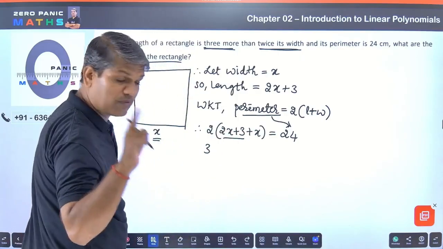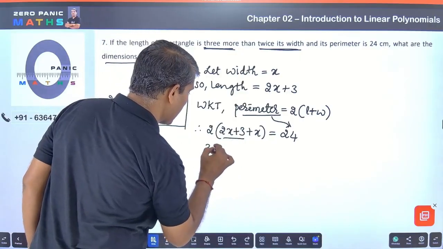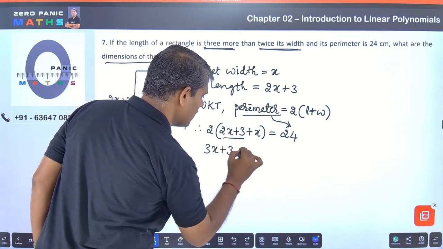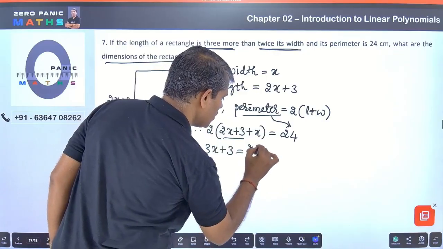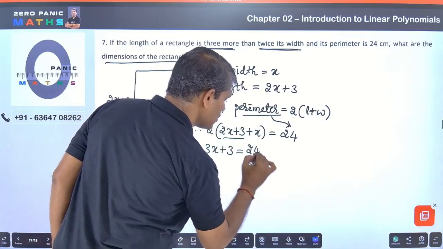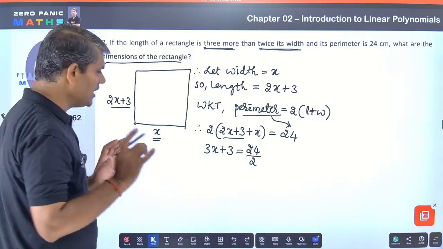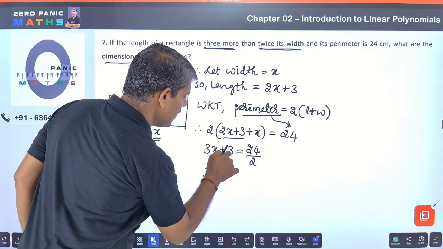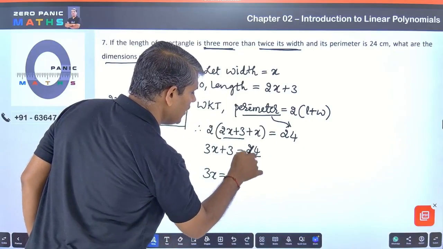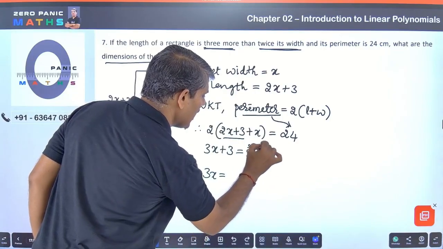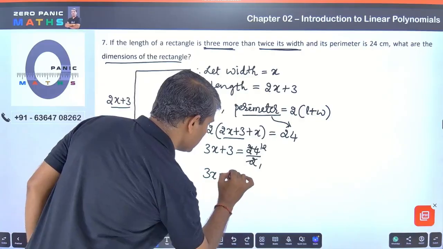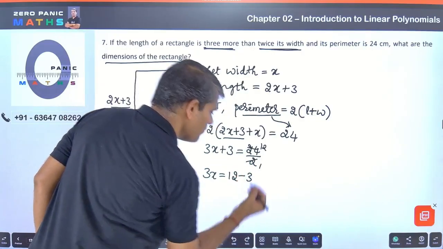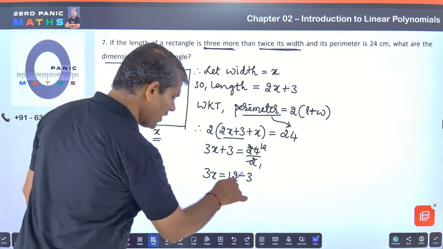Okay, listen to me carefully. It is 2x plus x, which makes it 3x, and this 3, which is constant, I am keeping it as it is. So it is equal to 24 divided by 2, that is 12. So the next step is 3x. I am taking this 3 to the right side. So it is 12 plus 3 going to that side will become minus 3. Okay, so it is 12 minus 3, 9.